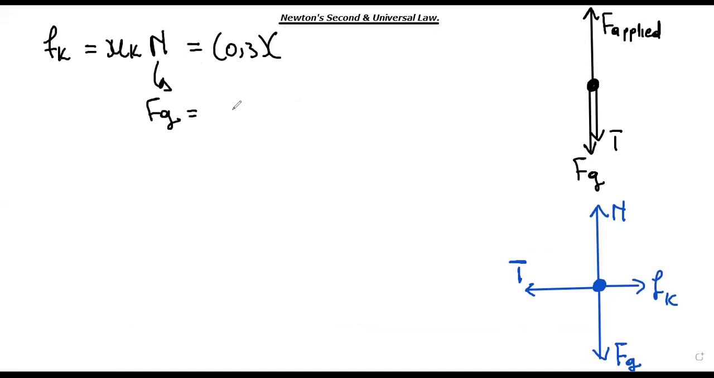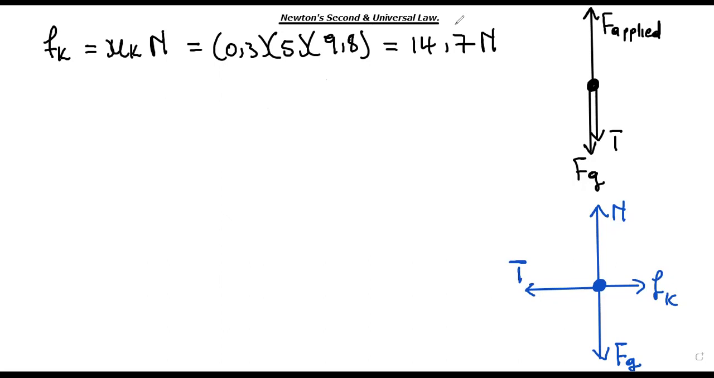And the gravitational force, we understand, it's mass times the acceleration due to gravity. So the mass of this block is 5 kg. Acceleration due to gravity, it's always there on your table of constants. It's 9.8 meters per square second, of course. And when you press this into your calculator, you find that the kinetic frictional force will just be 14.7 newtons. Fine stuff.